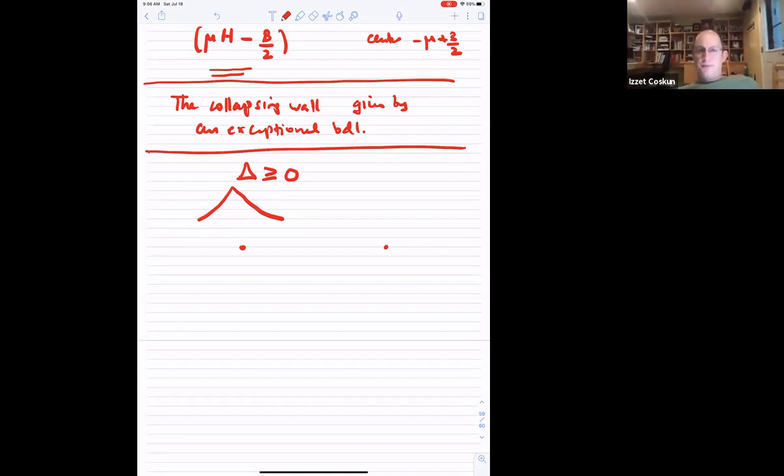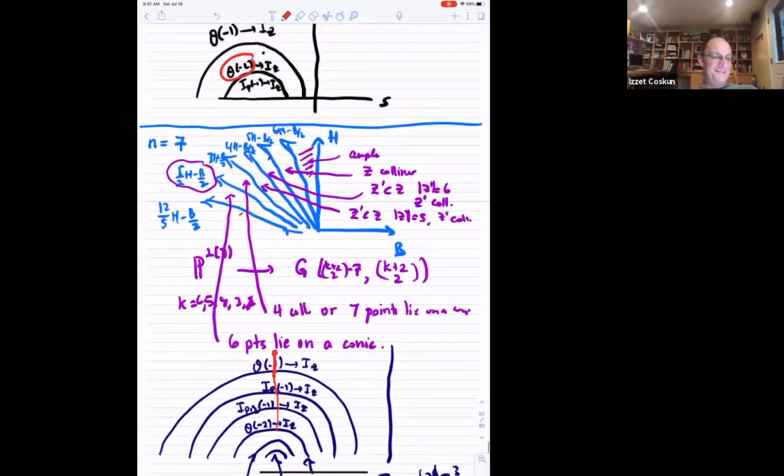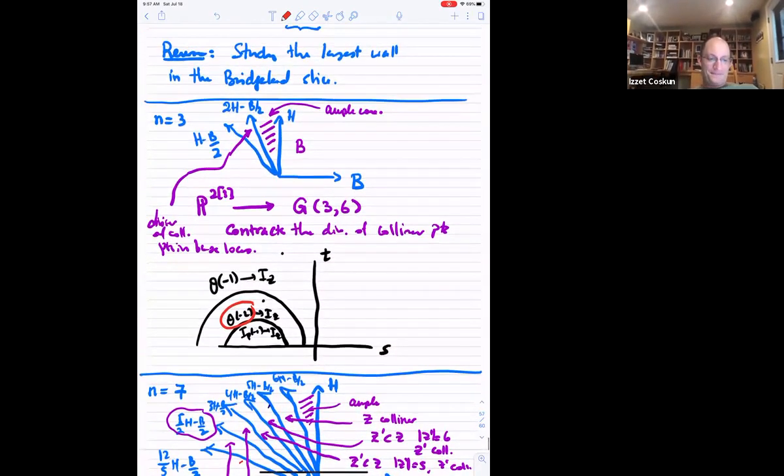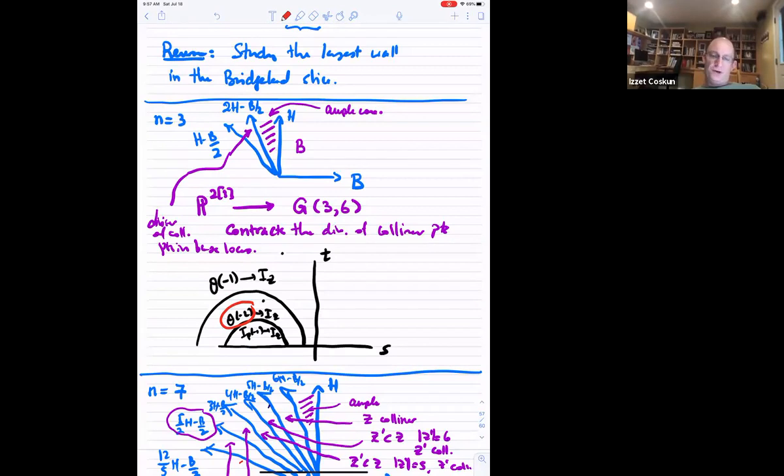Could I ask a question about the n equals 3 picture? Yeah, let's find the n equals 3 picture. So in this case, when you cross the largest wall, the destabilized locus is a divisor. So when you cross that, that's just a divisorial contraction. That's just the divisorial contraction, yes.